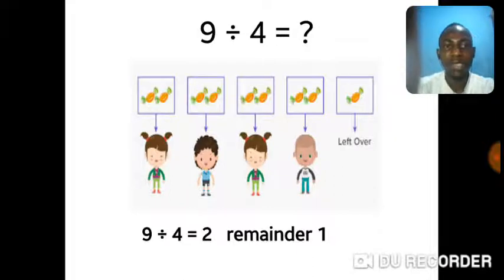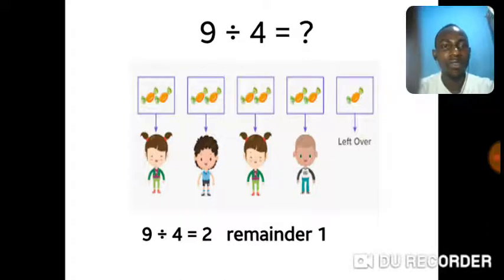Alright, let's look at the picture carefully. We can all see for ourselves that each pupil has 2 candies each, or 2 toffees each, and 1 is left over. The leftover is called the remainder. And so 9 divided by 4 is equal to 2 remainder 1. Very good.